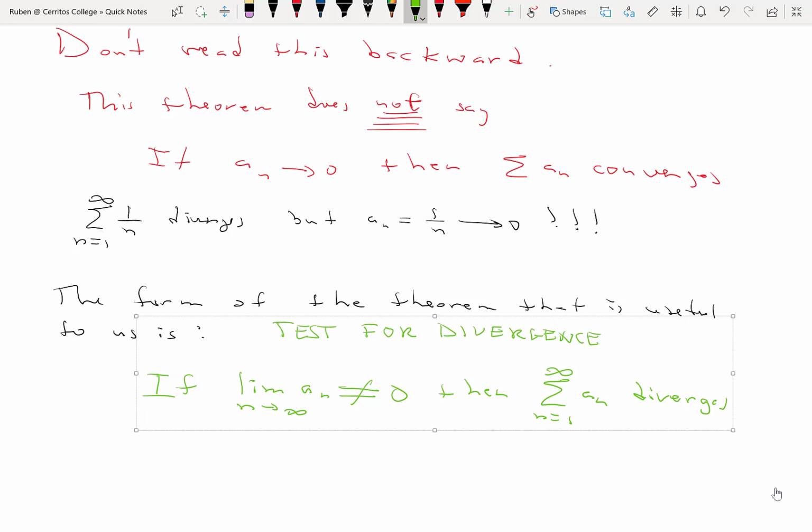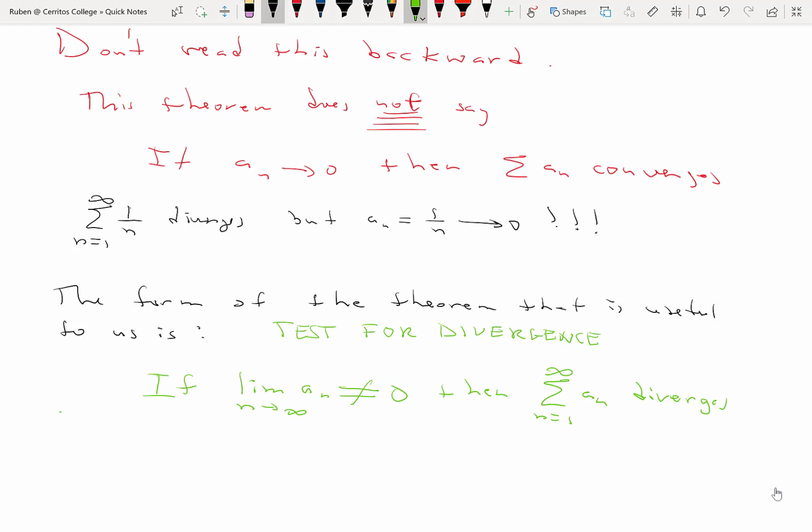The test for divergence says that if the general term of the series, that is the things that you're adding together, do not approach zero, if the slices of pizza are not getting small, then when you add up all the slices of pizza, when you consider the series, it will diverge.